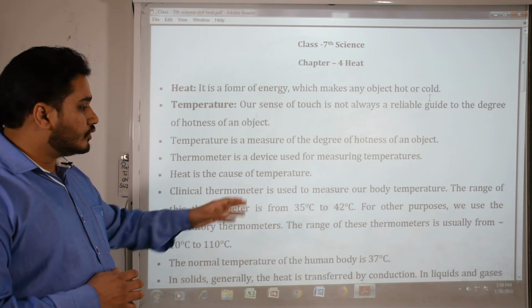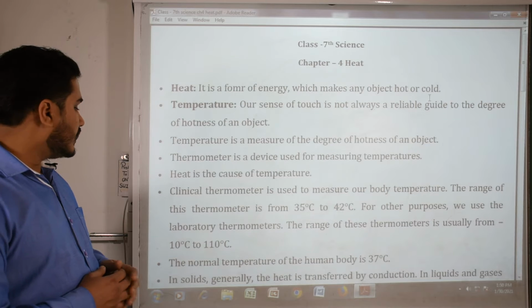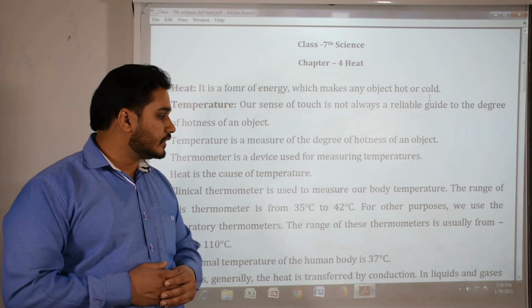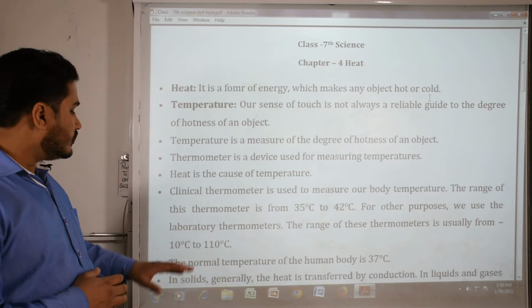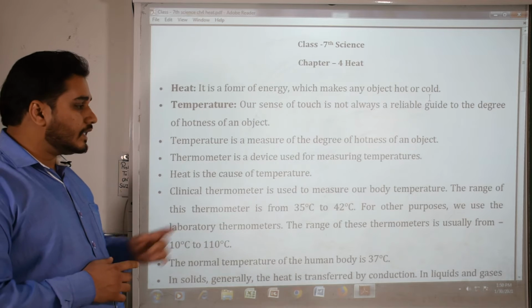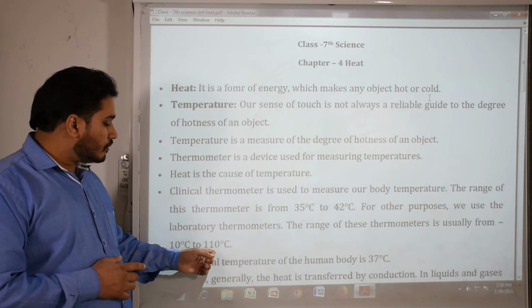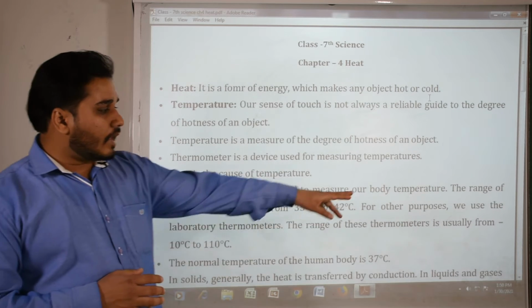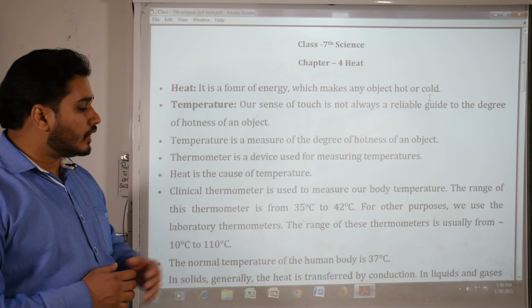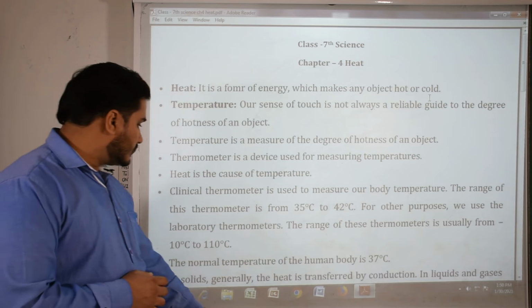Clinical thermometer is used to measure our body temperature. The range of this thermometer is from 35 degrees Celsius to 42 degrees Celsius. For other purposes, we use laboratory thermometer. The range of this thermometer is usually from minus 10 degrees Celsius to plus 110 degrees Celsius. The normal temperature of the human body is 37 degrees Celsius.